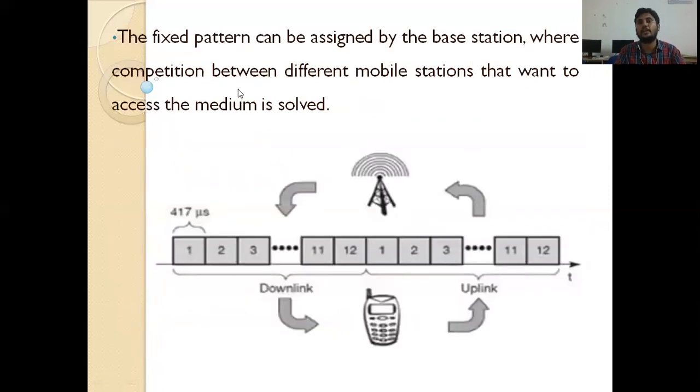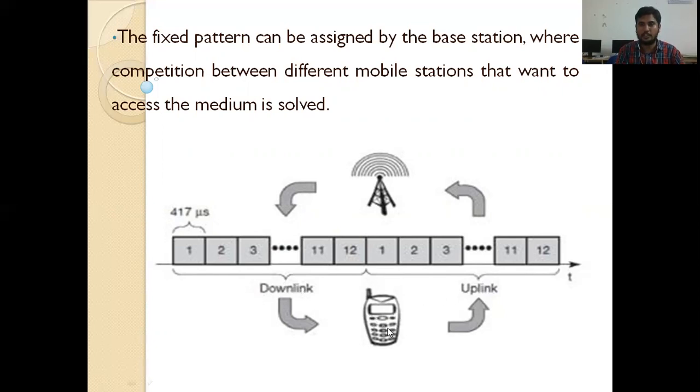So the fixed pattern can be assigned by the base station, where competition between different mobile stations that want to access the medium is solved. So this one is like FDM, how the uplink and downlink work. In FDM, a certain frequency is allocated for the uplink and downlink, but n number of users are using the same frequency for uplink and downlink. But here in the TDMA, this is the downlink. This one is the uplink from the mobile station to base station.